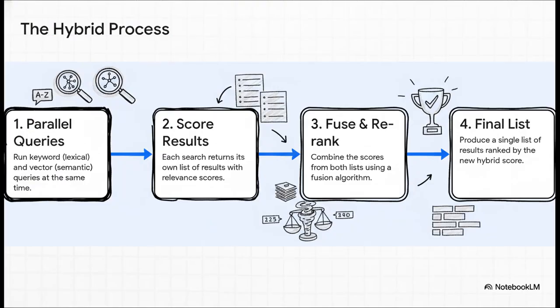What are the mechanics behind the scenes that really power this best of both worlds approach? It's actually a beautifully simple four-step process. First, when a user searches, the query gets sent to both the keyword and the vector search engines at the exact same time. Second, each of those engines comes back with its own list of results, each with its own score. Now, step 3, this is where the real magic happens. A fusion algorithm kicks in to combine those scores. And finally, step 4, you get a single re-ranked list that truly represents the best of both.